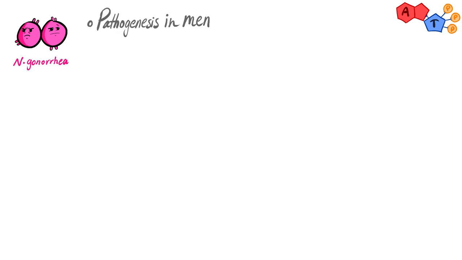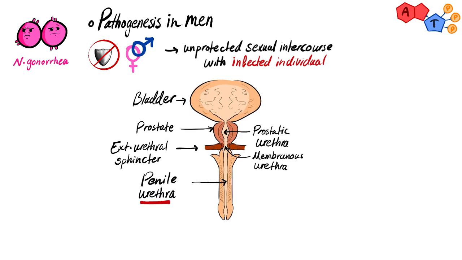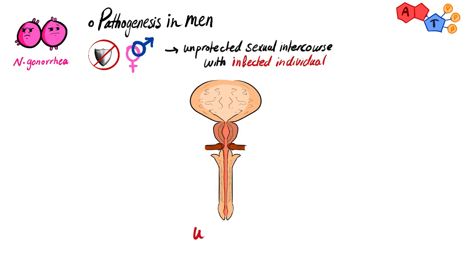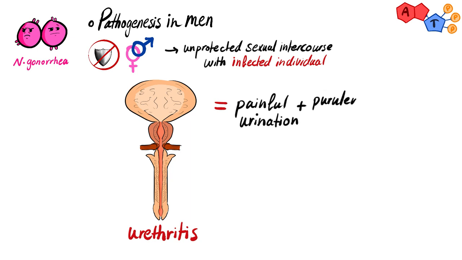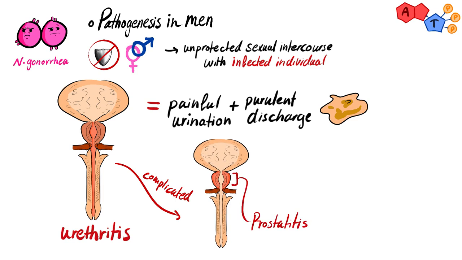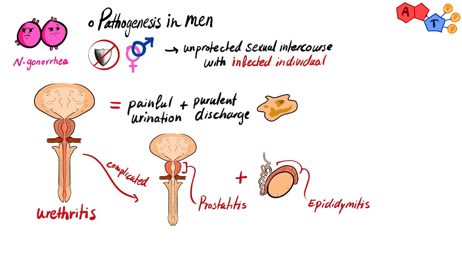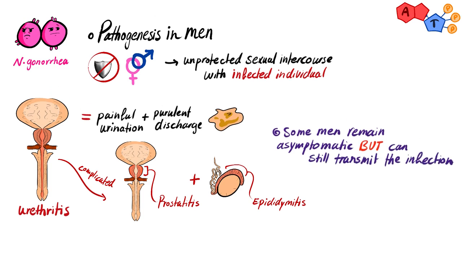Let's start with men first. A man can acquire Neisseria gonorrhoeae by having unprotected sexual intercourse with an infected individual. After acquiring the infection, Neisseria gonorrhoeae will first damage the urethra and cause inflammation, or urethritis, and they will present with painful urination along with purulent discharge. The infection can get complicated and cause prostatitis and epididymitis. Although some men remain asymptomatic, they can still pass the infection to other sexual partners.